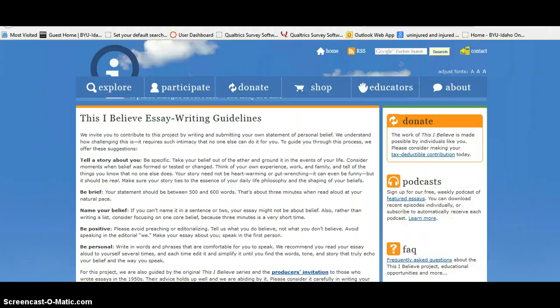So make sure that you're focusing on you and what you believe. Don't feel like you have to persuade people of this. It's more of getting people to understand how you believe.